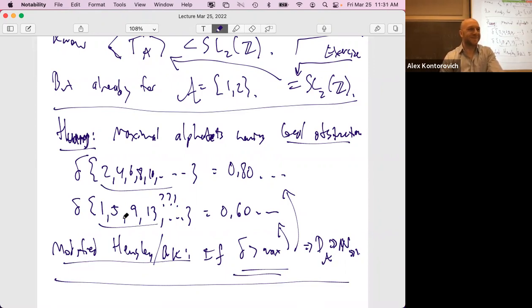And so what this is saying is that this is one option to repair Hensley's conjecture. It eliminates your counterexample, if you like. It says that if the dimension is sufficiently large, like 0.8 instead of a half, then you get every sufficiently large number.